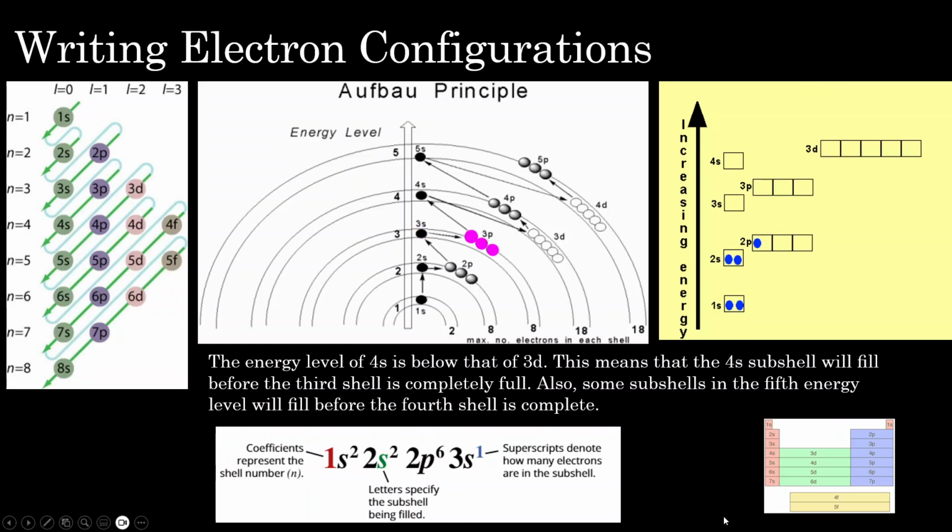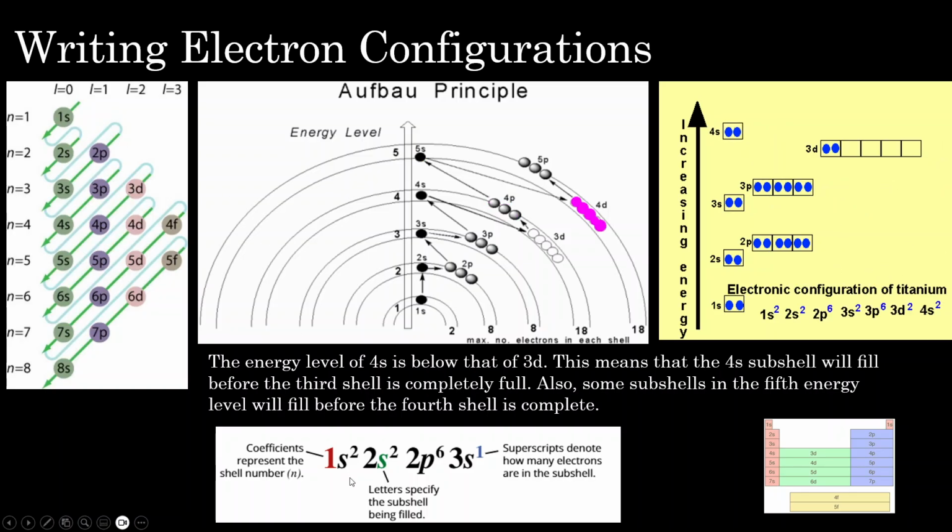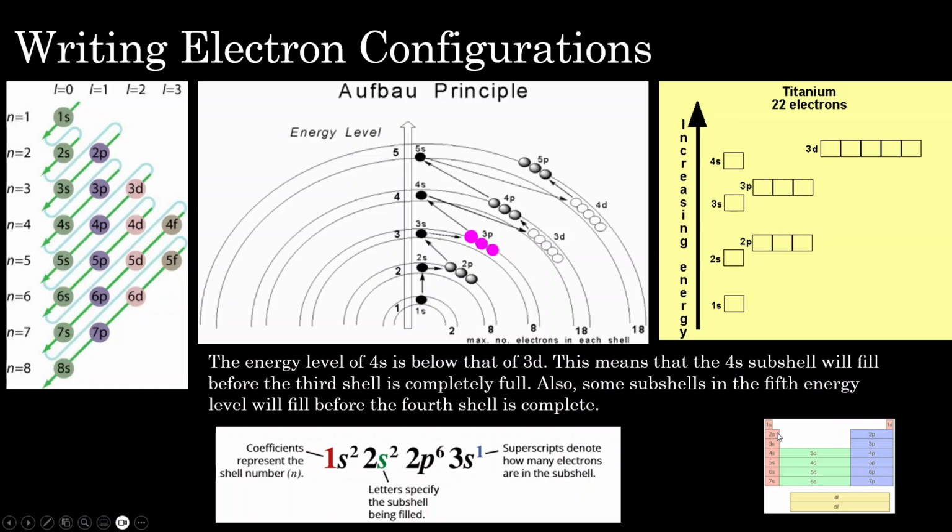When we've determined the order of filling, we can then write the electron configuration according to the Aufbau principle. So we've got the coefficients, that's the energy level. For example, I might have 2 electrons in the first energy level. You can see that there's 2 atoms on the first row of the periodic table. Then I fill in 1s, then 2s, with 2 in that second one. So the s is the subshell being filled.